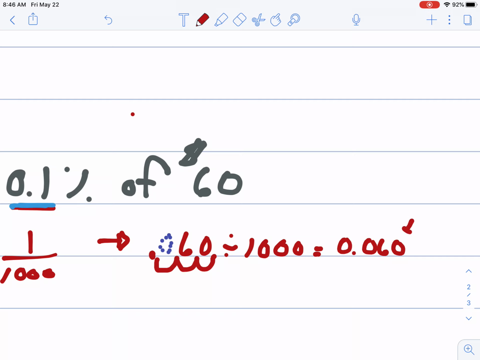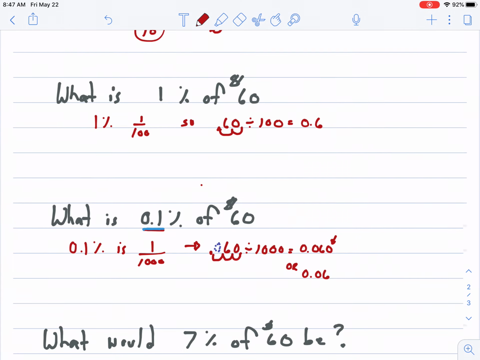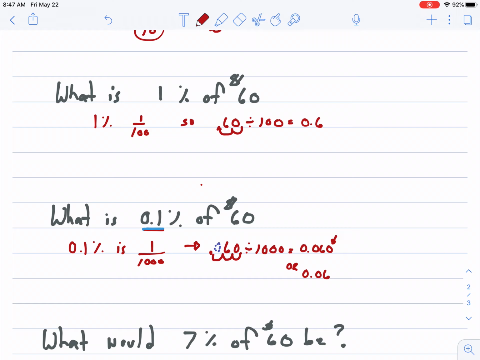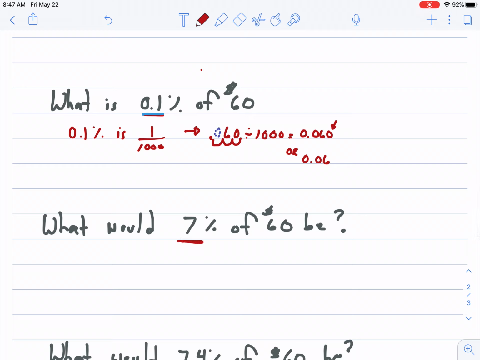This 0 doesn't matter. I don't need it. But if I have it there, it's not impacting anything. But it's simply telling me my answer is going to be 0.06, right? I don't need to have that 0 there for it to be a correct answer. So now I know what I can quickly move to 10%, 1%, or 0.1%. I can easily now make calculations for 7%.